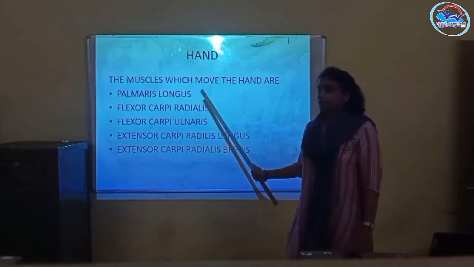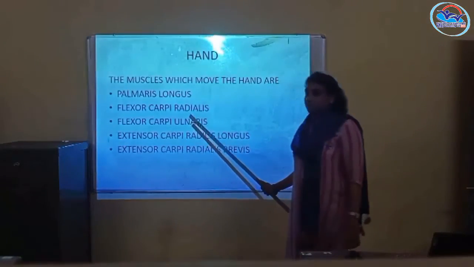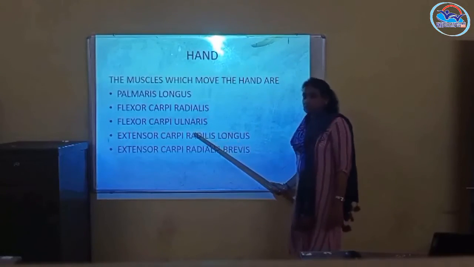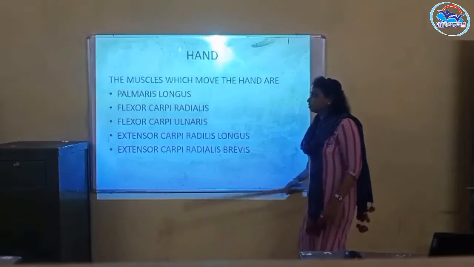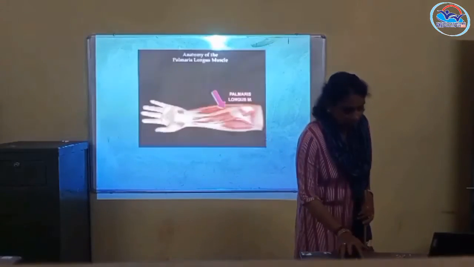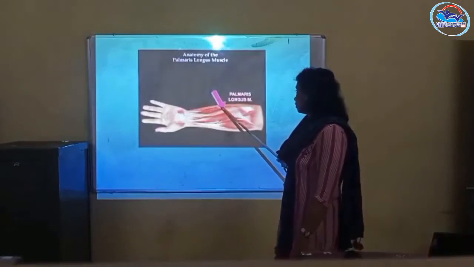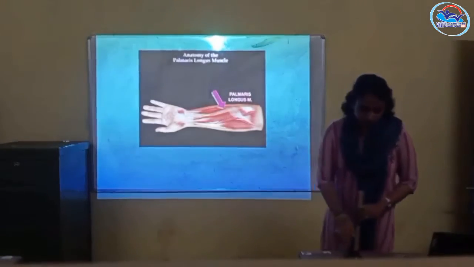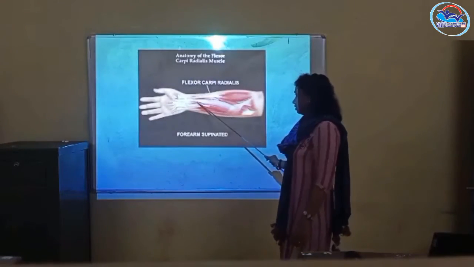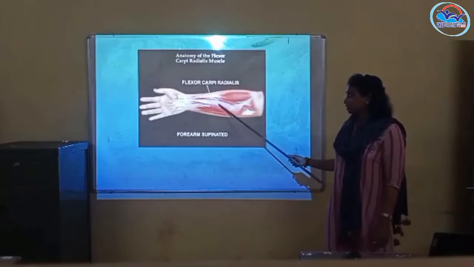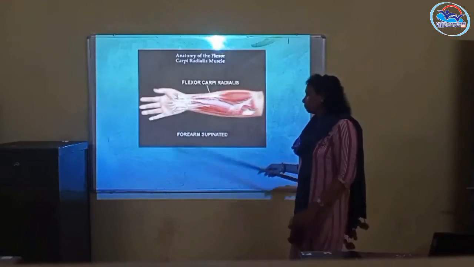The muscles which move the hand are palmaris longus, flexor carpi radialis, flexor carpi ulnaris, extensor carpi radialis longus, extensor carpi radialis brevis. You see the pictures. This one is palmaris longus. The red color you can see is palmaris longus. And this one is flexor carpi radialis. In this rose color you can see flexor carpi radialis. It is nearer to the radius bone.